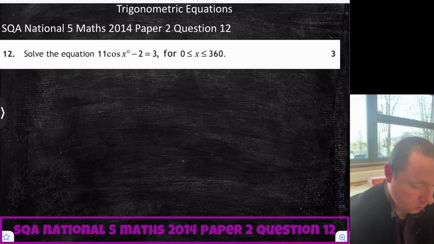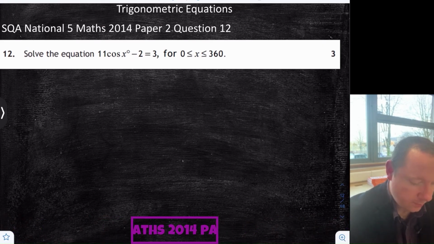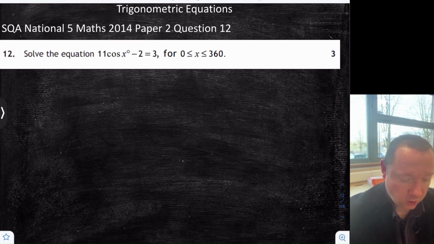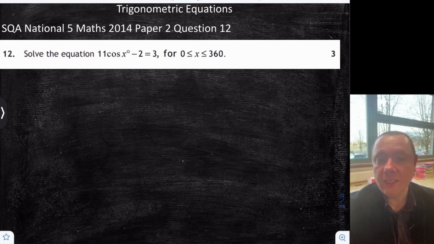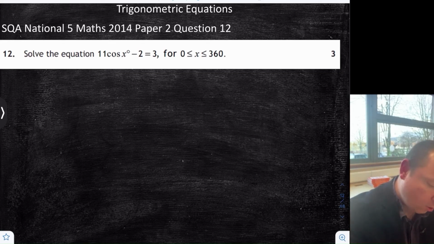Trigonometric equations, SQA National 5 Maths, 2014, paper 2, question 12 had 11 cos x minus 2 equals 3 for x between 0 and 360. So let's go through this in depth. We want to make cos x the subject and solve it, and then we need to find the related angles using a CAST diagram, is what we normally call it. So let's start off working on this.